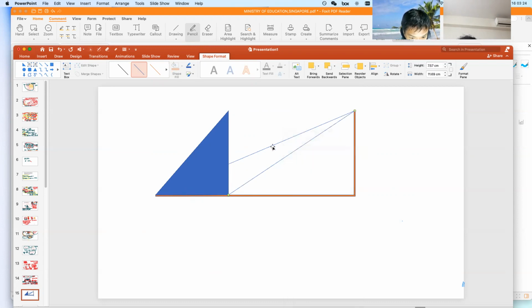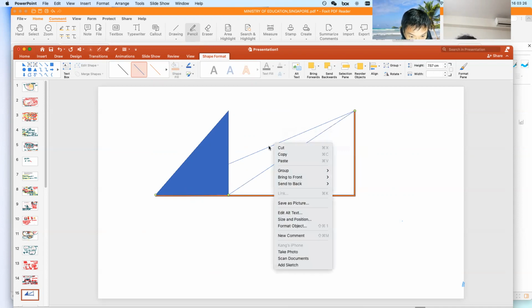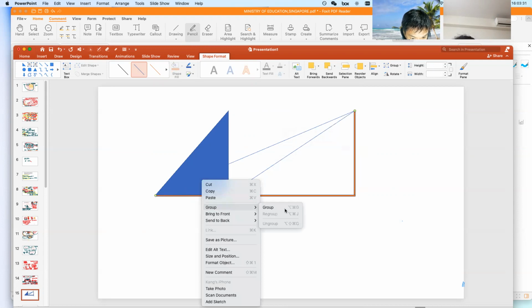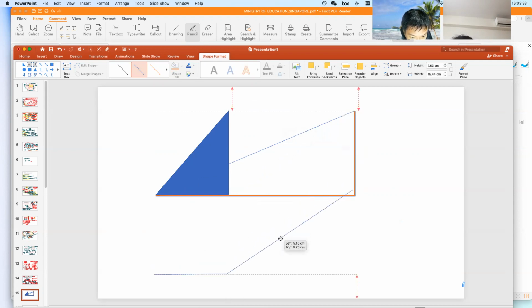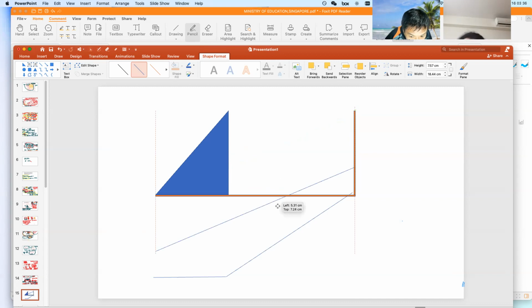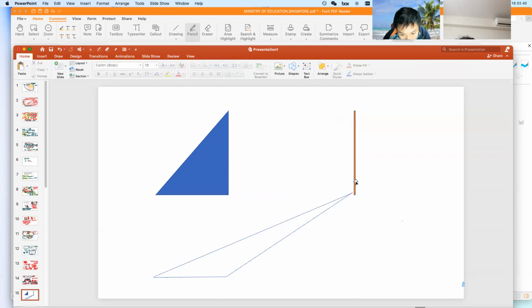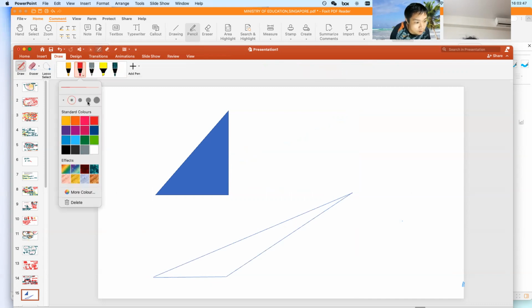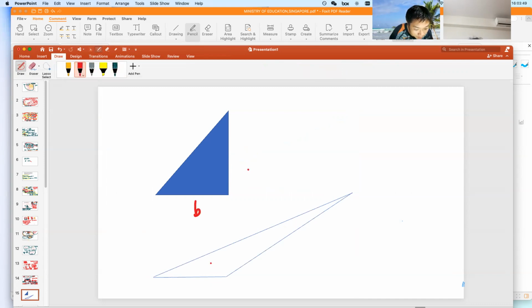Okay, let me combine it. Put them together. Right. So these two triangles have the same area. The reason is the same base, and then you also have the same height. Okay, so basically they are testing you this.